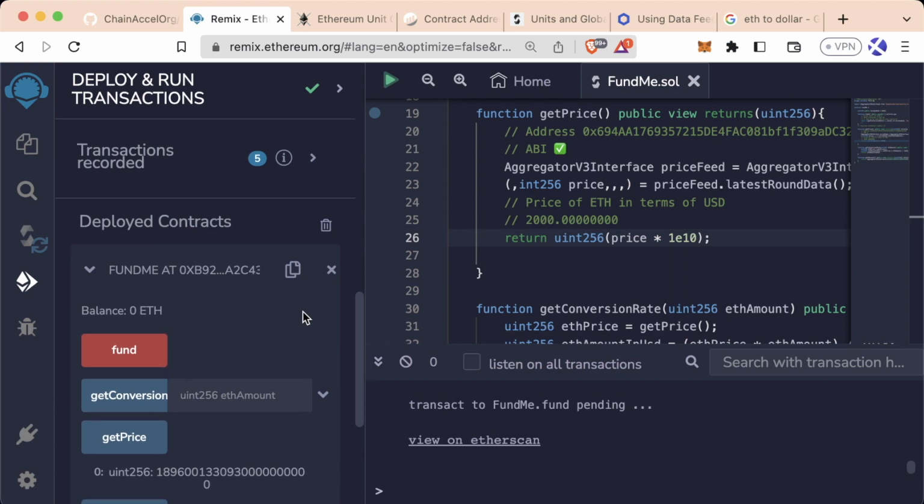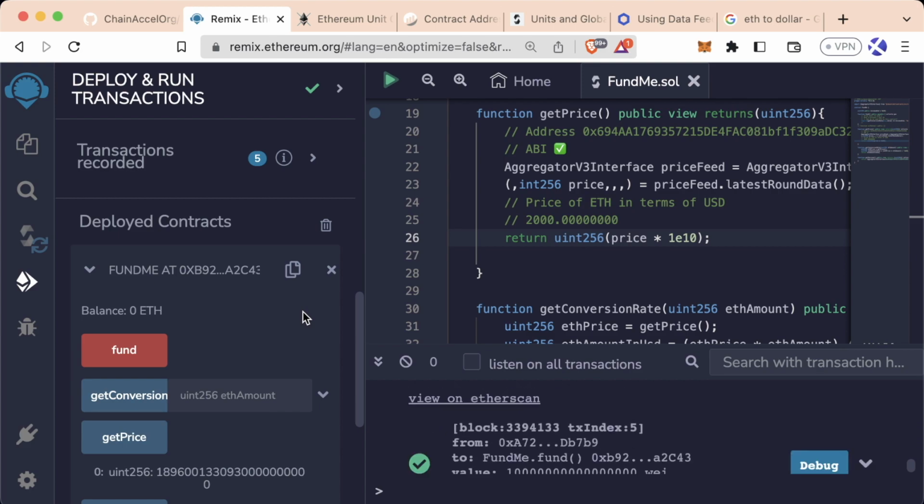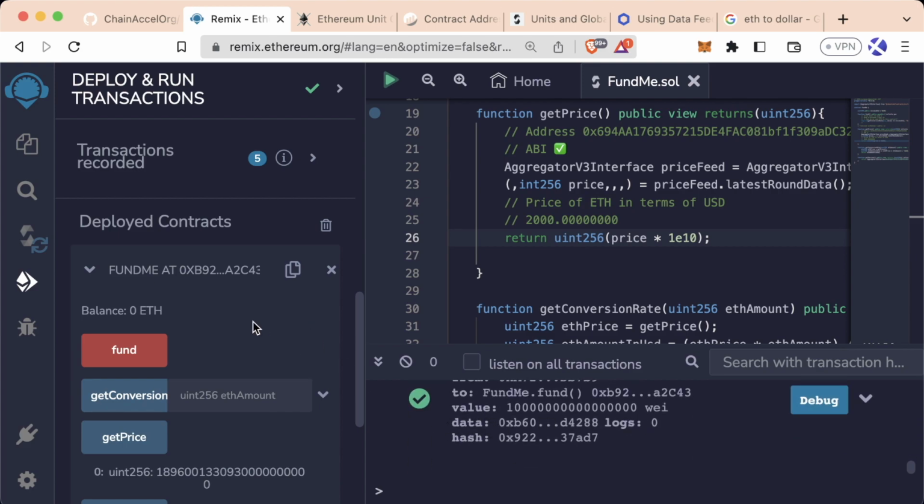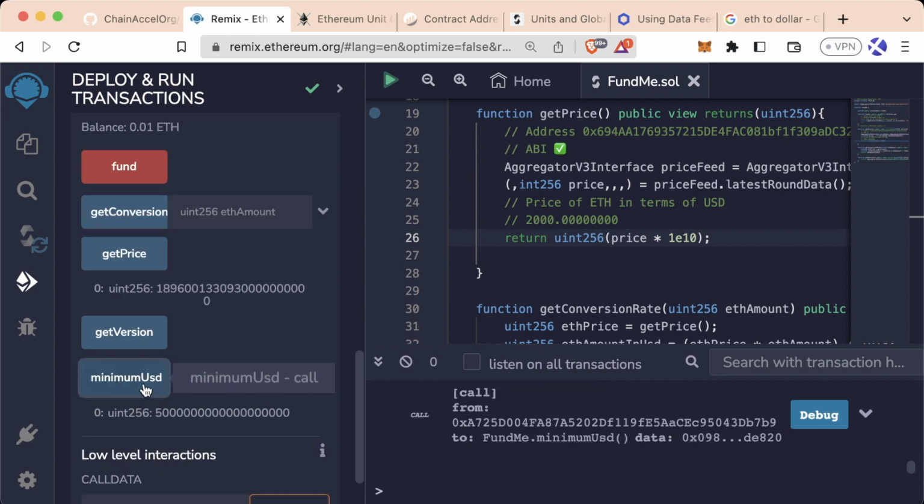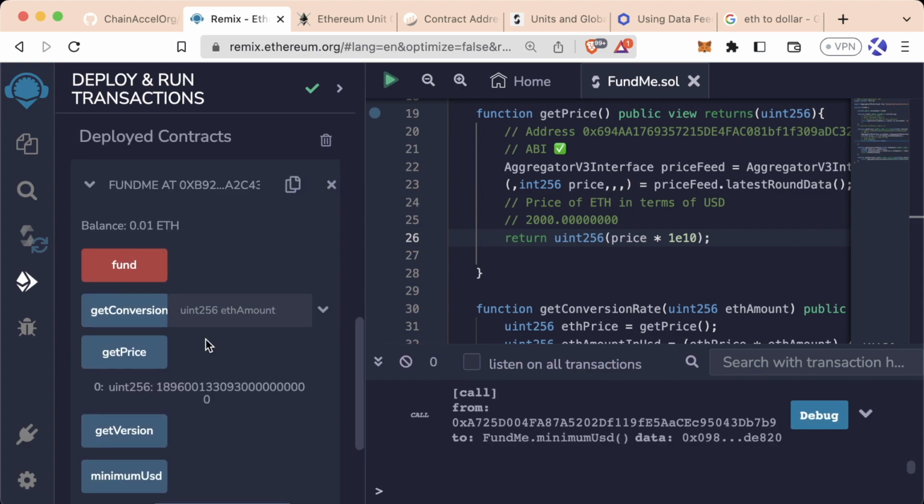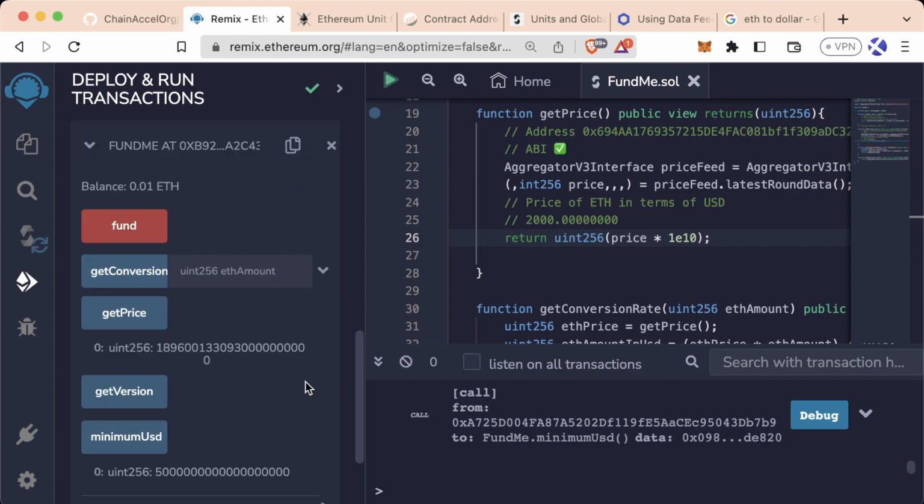It's reverting transactions that have less than $5, and it's letting transactions go through that have at least $5. Awesome. And if we select minimumUSD, we can obviously see that here. And we can see we have 0.01 ETH here. Fantastic. And since we don't have a withdrawal function here, we actually can't pull it out, which is another reason why I say, hey, maybe don't test this right now. But great, we've confirmed our getConversionRate is working. So let's move on.